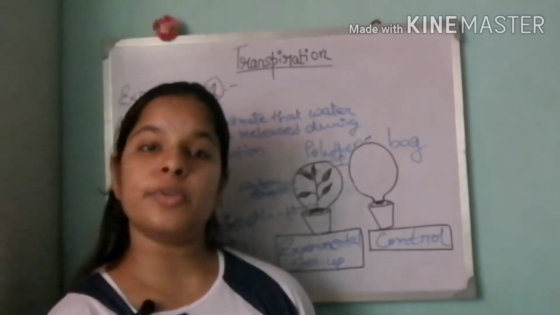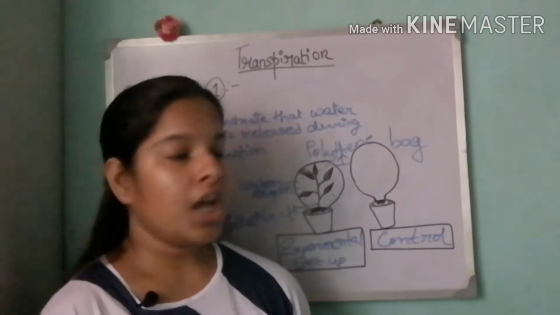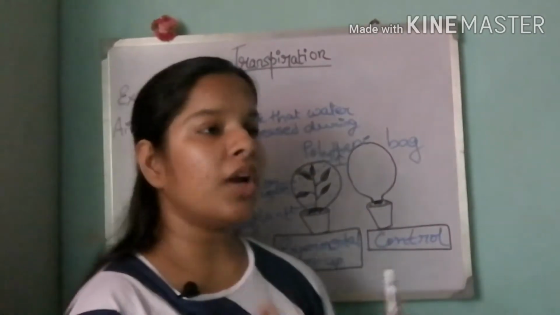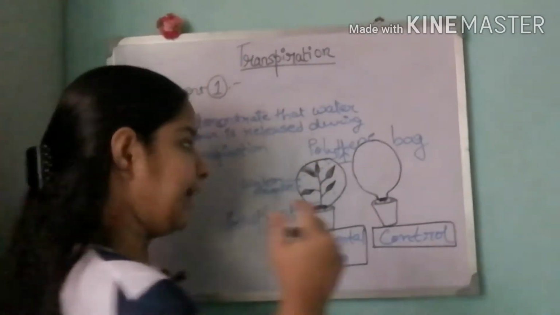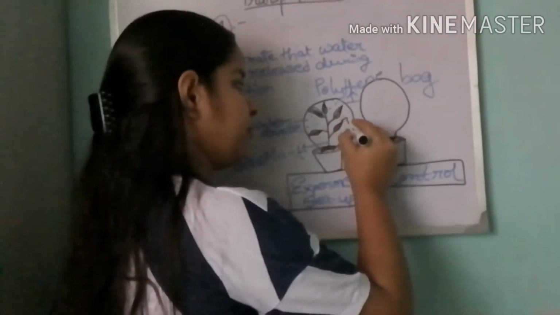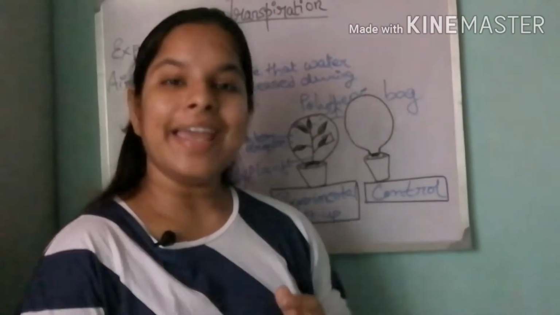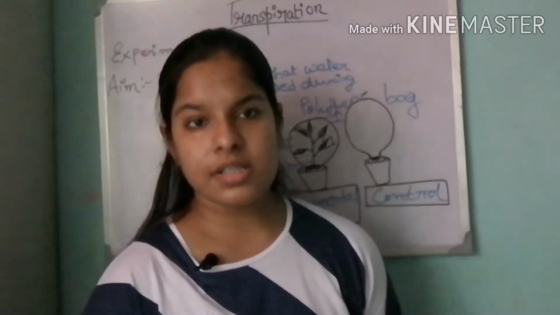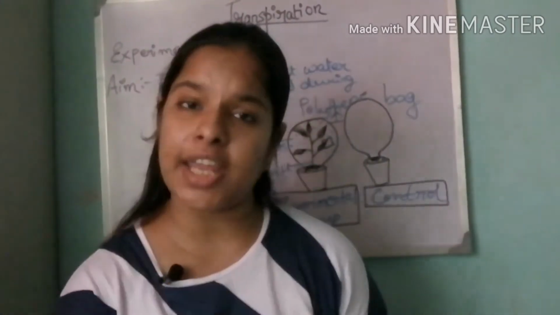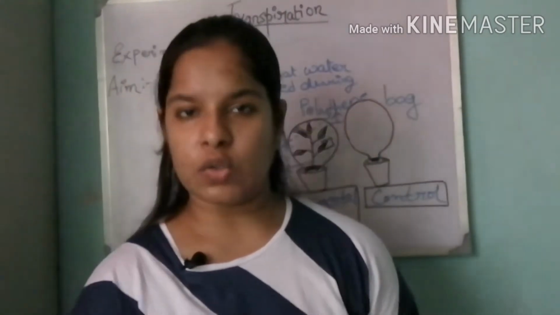Now we have talked about cobalt chloride paper. What will the cobalt chloride paper do? As we know, cobalt chloride paper will act as an indicator over here. What is an indicator? You might be wondering. An indicator is basically a chemical or a substance that helps to detect the change that takes place in a reaction or in the surroundings.